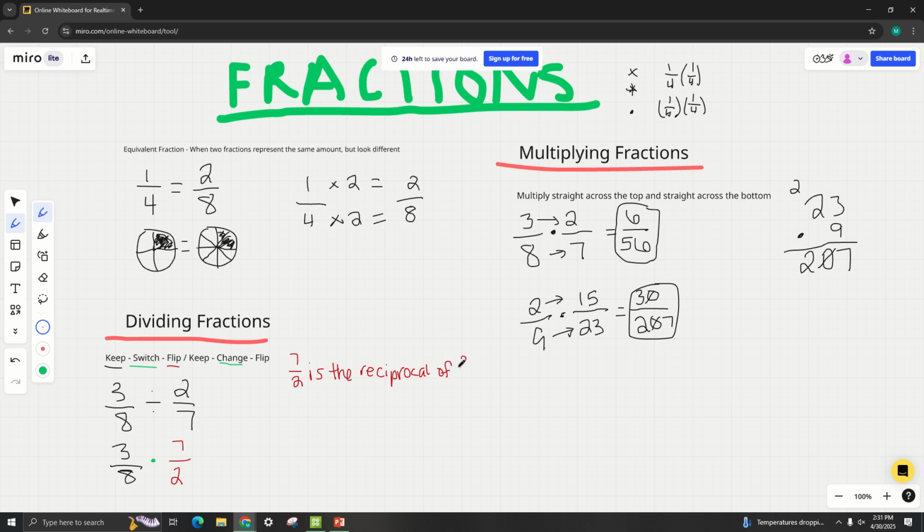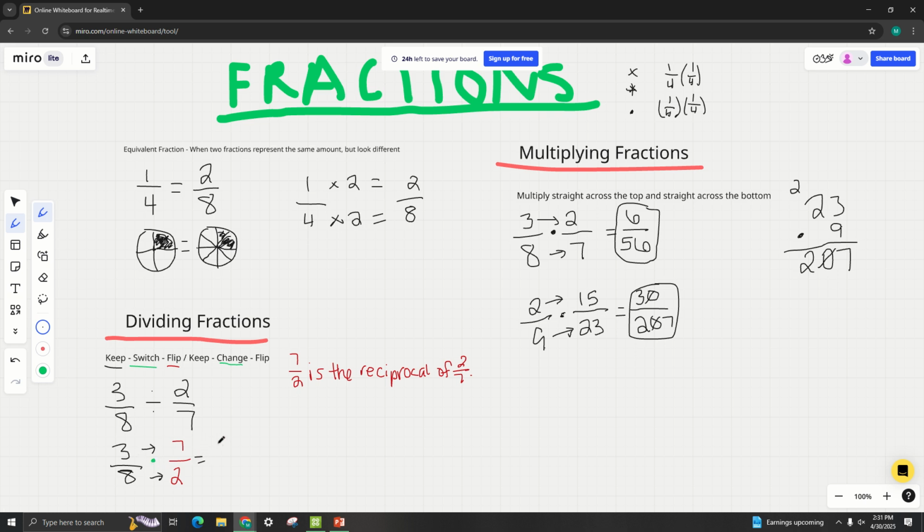Of 2/7. So we kept our first fraction, we switched from division to multiplication, and we flipped our second fraction from 2/7 to 7/2. So now, all we've done is we've created a multiplication problem, which, as we saw from over here, we just have to multiply straight across the top and straight across the bottom.